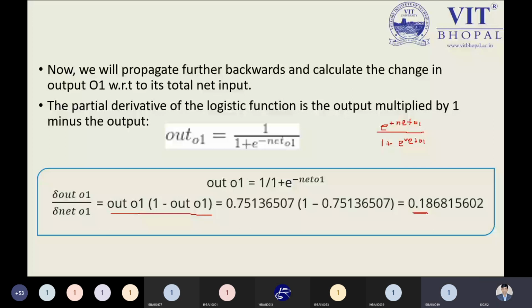Anything you want to ask, sir? Okay, this is only the derivation of this formula, e to the power x upon 1 plus e to the power x, nothing else special. You can use the derivation with respect to x, and you will get this formula, nothing else special.